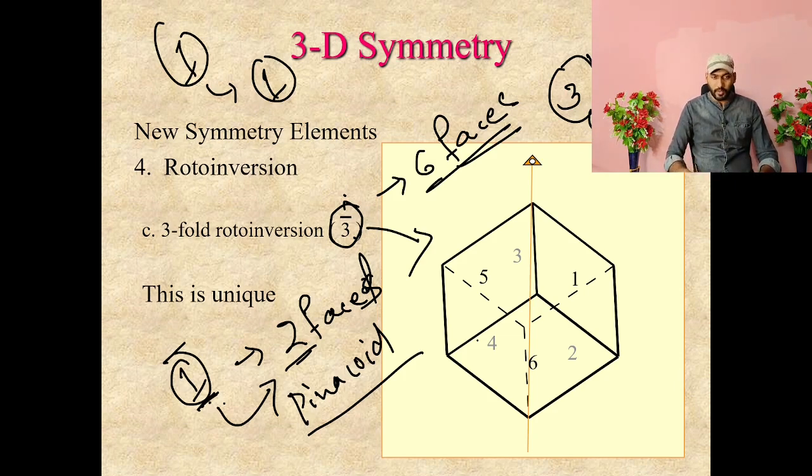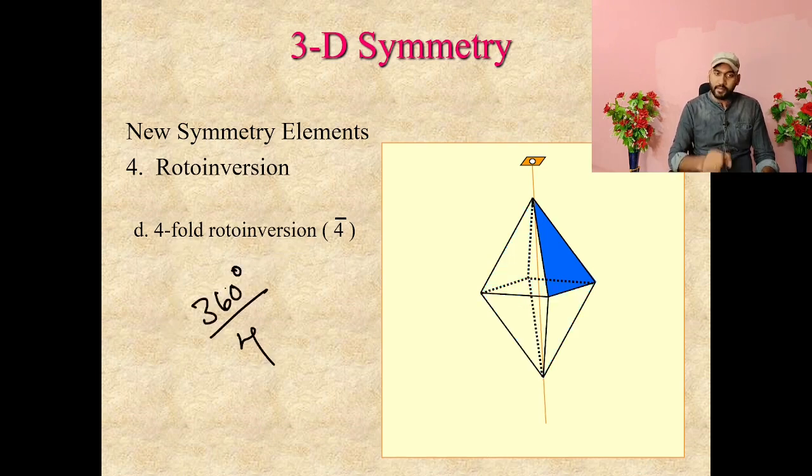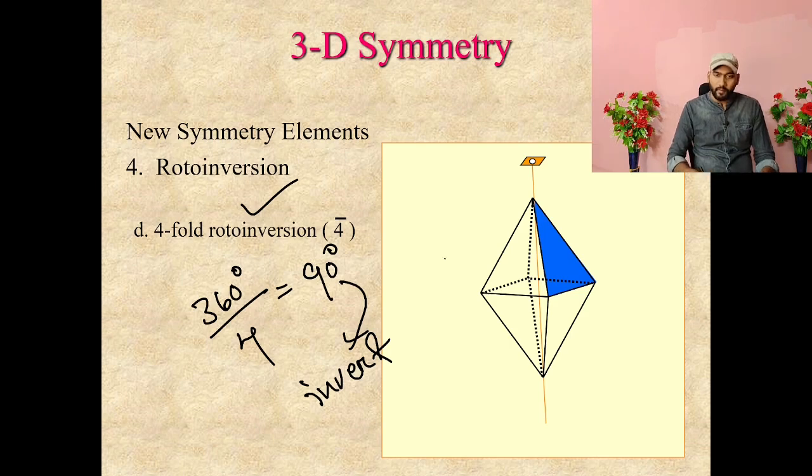So whenever we put a bar over the odd number, the number of faces will become double. Then we will go to our next class, which is 4 bar. 4 bar means 4-fold rotation plus inversion, one axis of 4-fold rotation plus inversion. We have 4 faces in a 360-degree rotation. That means after each 90 degrees we will get one rotational phase, but we have to invert it again. The rotation phase is not the final phase because we are considering roto-inversion. We have to invert after rotation, then we will go to the final phase.